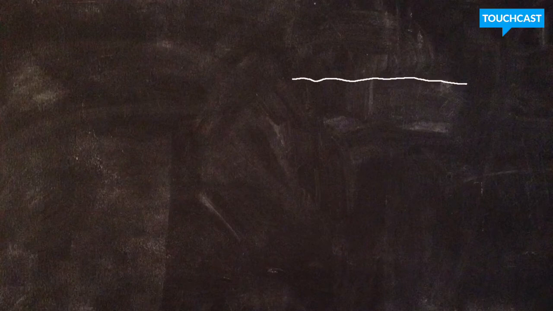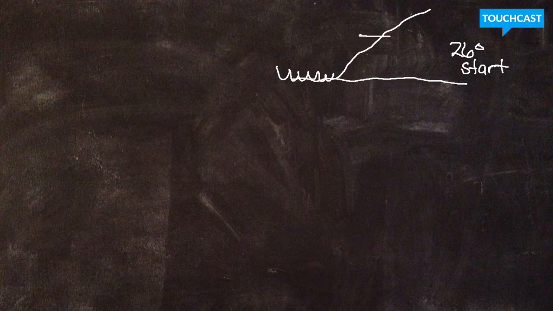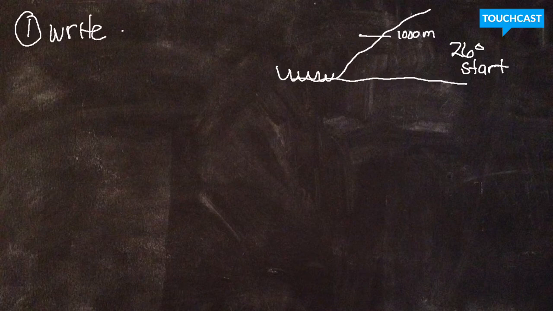Okay, so you're given that the air starts at sea level. I always draw a little picture because I'm a very visual learner. So here I have the water. It starts at sea level with a temperature of 26 degrees. And what is the temperature at 1,000 meters altitude? So the first step of every problem in science is to write the equation you're going to use.